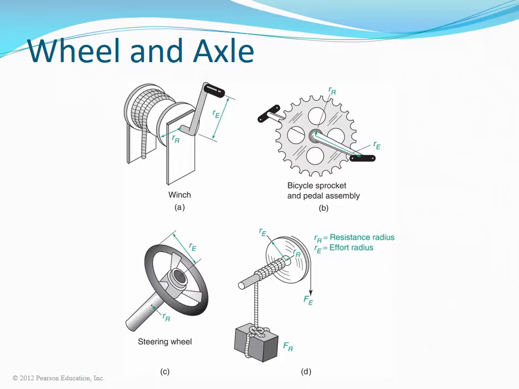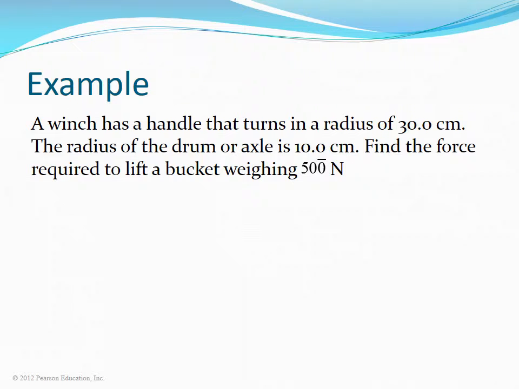Several examples of a wheel and axle are shown. A winch has a handle that turns in a radius of 30 centimeters. The radius of the drum or axle is 10 centimeters. Find the force required to lift a bucket weighing 500 newtons.